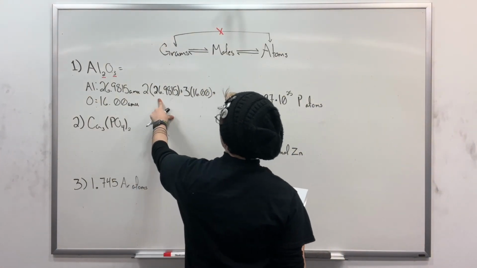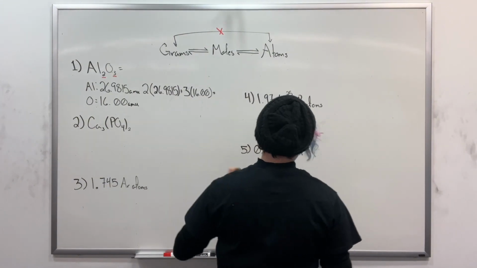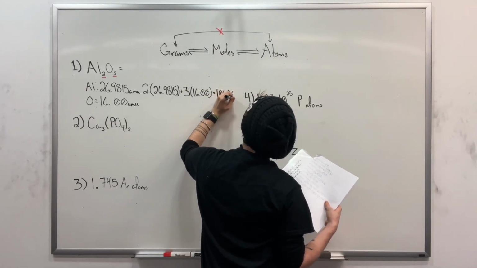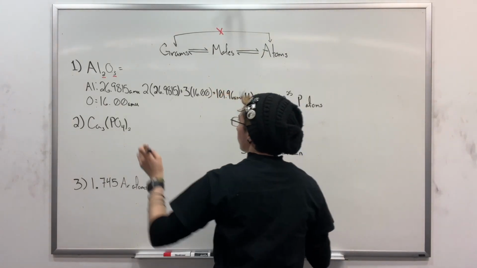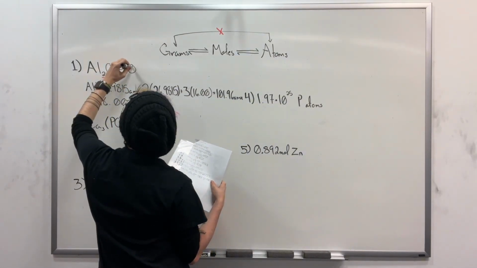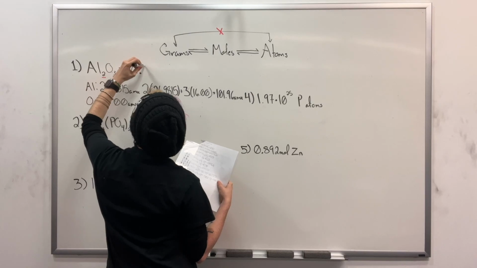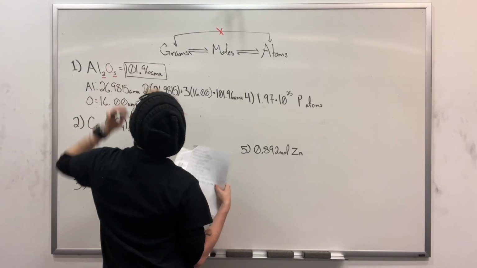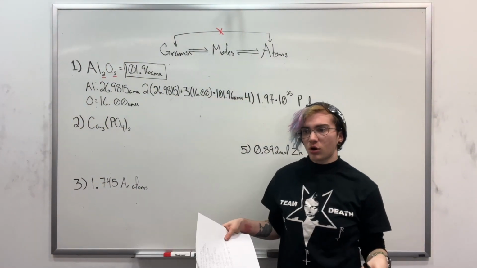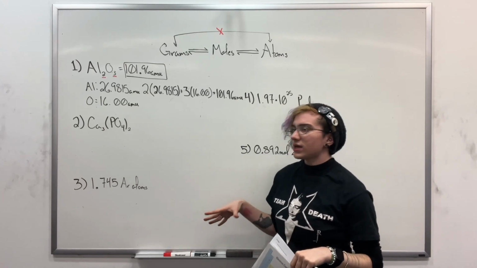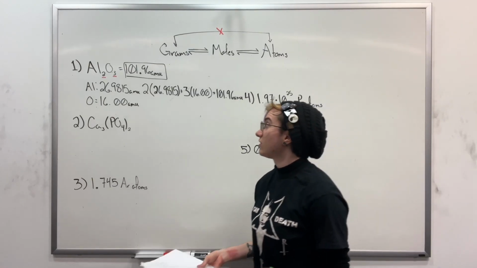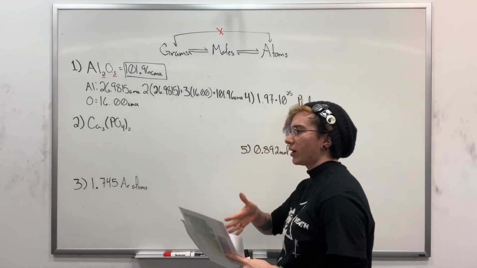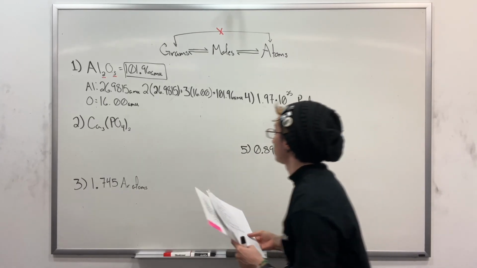So 2 times 26.9815 plus 3 times 16, and we should get 101.96 AMU. And so the formula mass of aluminum oxide is 101.96 AMU. And also, since AMU and grams are interchangeable numerically, you can still use that in your calculations and conversions. Even if on the periodic table they are atomic mass units, when you're converting from moles to grams, you would still put it in grams, not AMU.